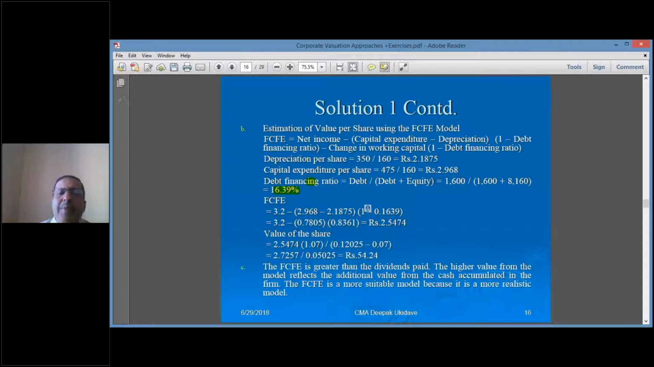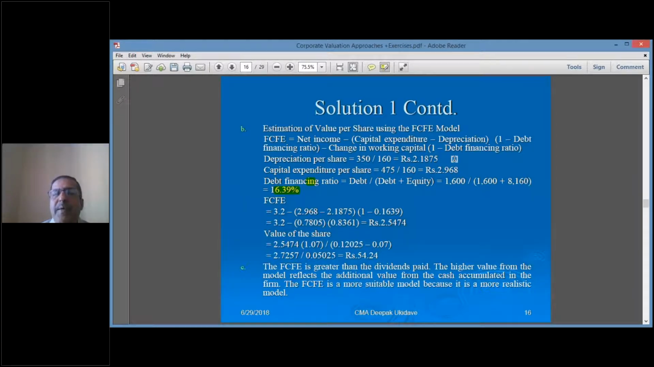When you are working out FCFE, the formula is net income minus (capex minus depreciation) into (1 minus debt financing ratio) minus change in working capital into (1 minus debt financing ratio). So FCFE equals net income, which is EPS 3.2, minus depreciation per share and capital expenditure per share. So 350 lakhs upon 160 lakhs, where 160 lakh is the number of outstanding shares.